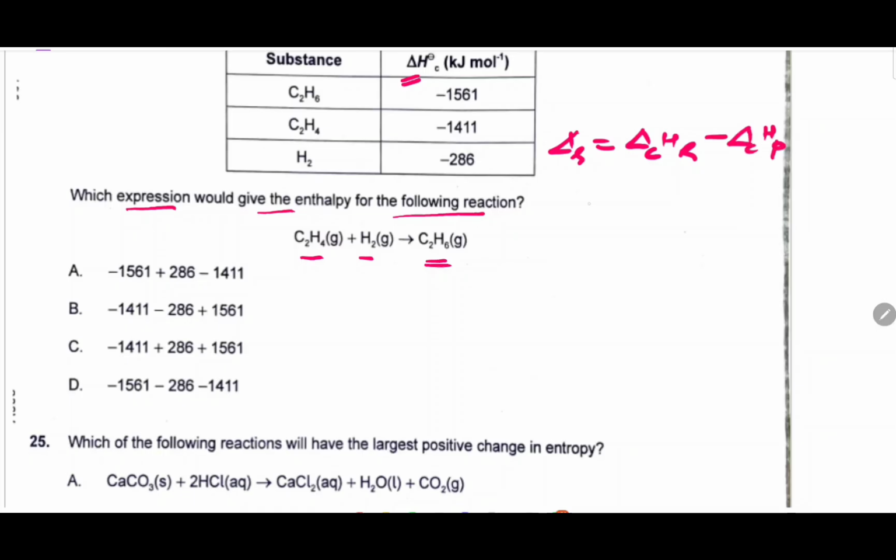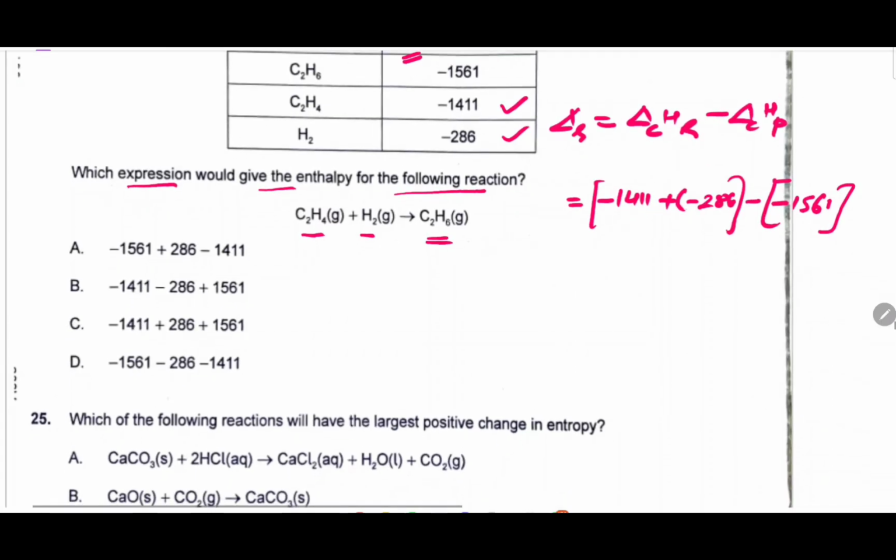What is the enthalpy of combustion of reactants? Reactants are C2H4 and hydrogen. Therefore, the enthalpy of combustion of reactants will be minus 1411 plus minus 286. That is the enthalpy of combustion of reactants. Minus enthalpy of combustion of product. Product is C2H6, minus 1561. This will be the expression.